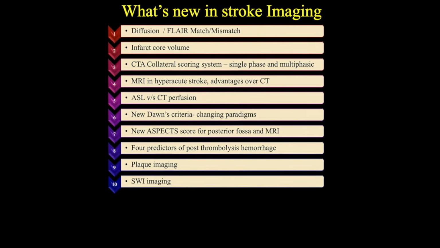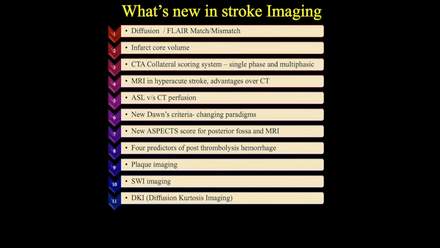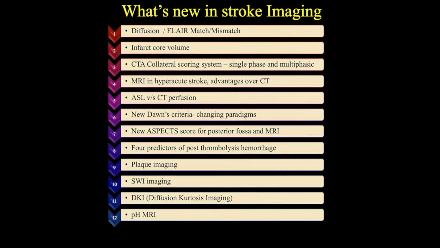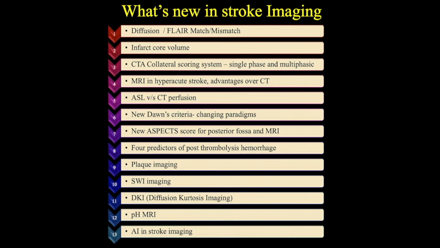Then we look at how SWI imaging has changed the way we look at stroke patients. Understand DKI, which is upcoming and a better method than the standard diffusion imaging. Look at pH-MRI, which is again experimental, but will change the way we look at stroke and the ischemic penumbra, oligemia, etc. And then last but not the least, AI in stroke imaging and how it saves a few seconds, a few minutes when you're treating patients with hyperacute stroke.